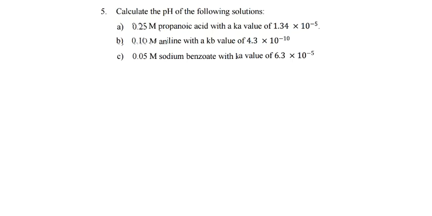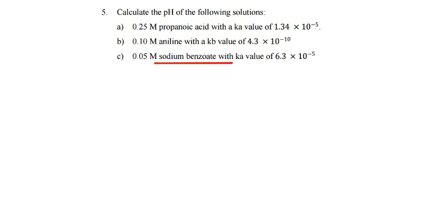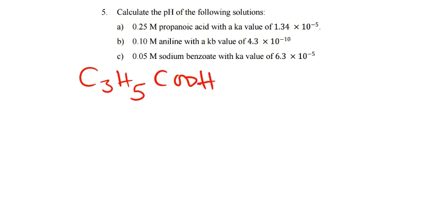Only C seems a little bit unique from what we've answered so far, in that this is a salt, but then we've been given the value of its acid there. But we'll still break it down. Let's start with A. A can be answered just like the way I answered the previous question. Here we are told 0.25 molar concentration of propanoic acid. If you can remember your organic chemistry, you can even write the equation. That should be something like C3H5COOH, propanoic acid.